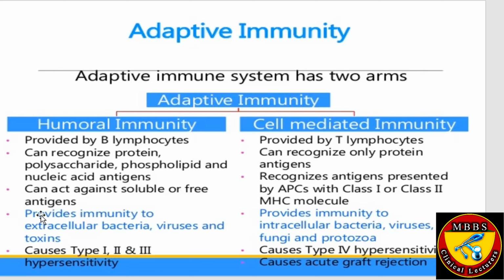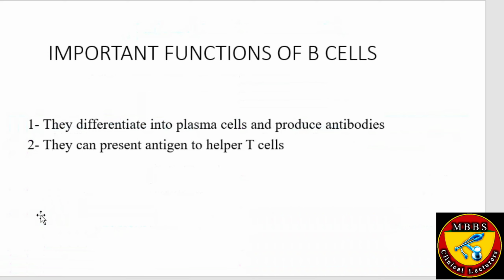And again, we are going to revise. Adaptive immunity has two arms, the cell-mediated and the humoral immunity. In this lecture, I am going to teach humoral immunity. It is antibody-mediated immunity, and it acts against exotoxin-mediated diseases such as tetanus, diphtheria, pneumococci, meningococci, Haemophilus influenza, and certain viral infections.